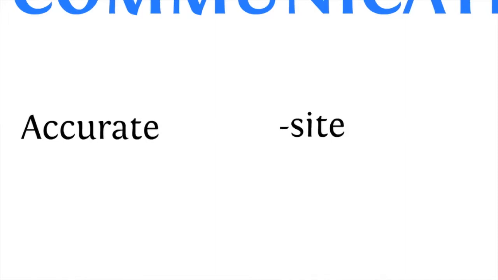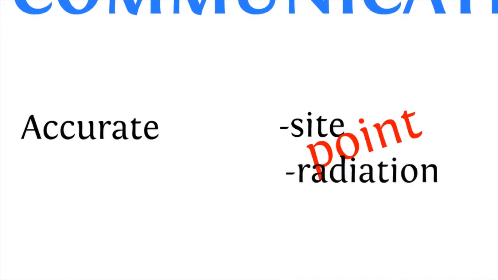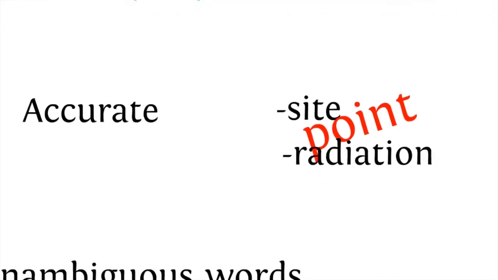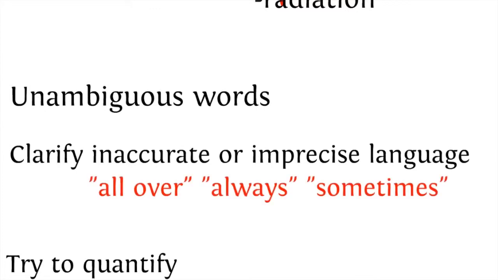Accuracy starts off with knowing what the site of the pain is, and asking the patient to point rather than describe the site of pain is very important. Start off to get the right site with accuracy. Talk about radiation and the extent and all features about radiation. Then use good communication skills.